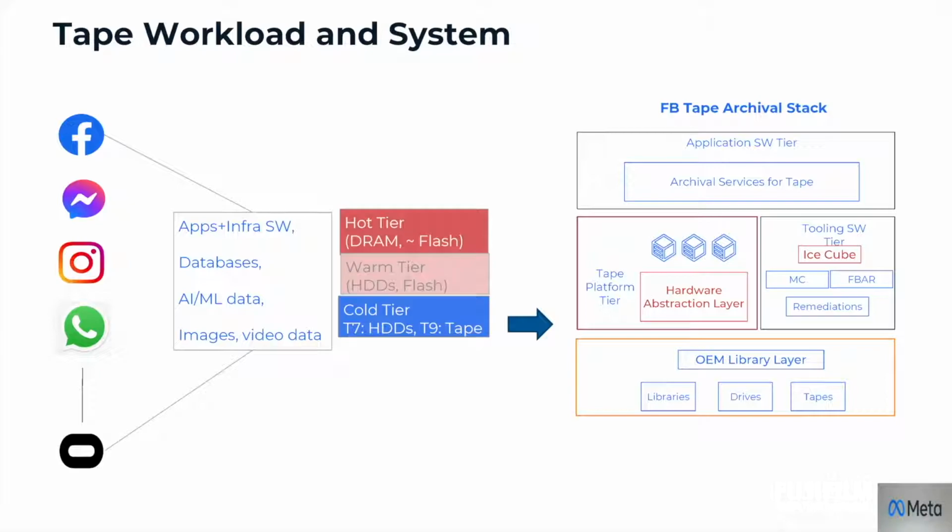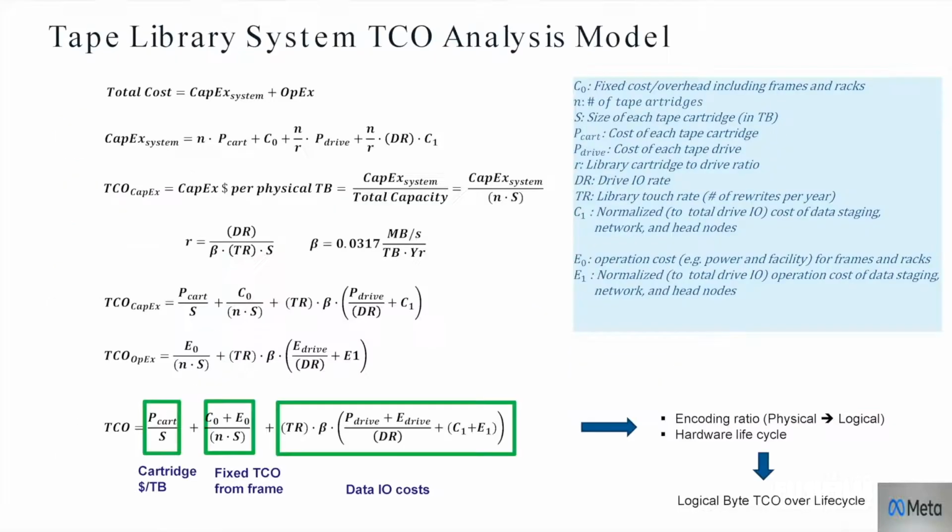And for the tape hardware, because we purchase hardware from OEM providers, the hardware is not standard. So there will be an abstraction of the hardware embedded into the platform tier. Together, they provide the solution to the top layer that serves the users for the group of Meta's apps.